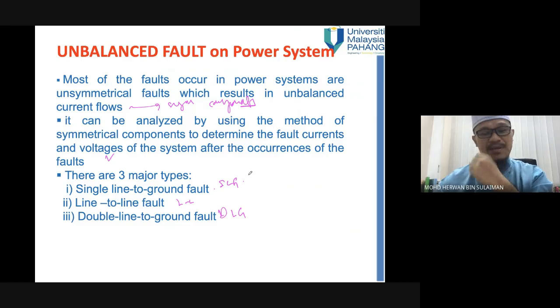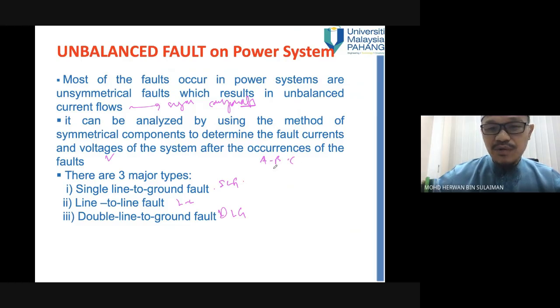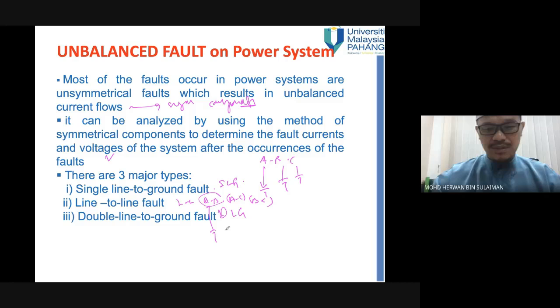Single line to ground fault means that in a three-phase system, phase A, phase B, phase C, phase A is shorted to ground, or phase B, or phase C. Line to line: phase A and B shorted together, or A and C, or B and C. We call this the line to line fault. Double line to ground fault means that A and B are shorted together and shorted to ground, or AC, or BC shorted together and to ground.